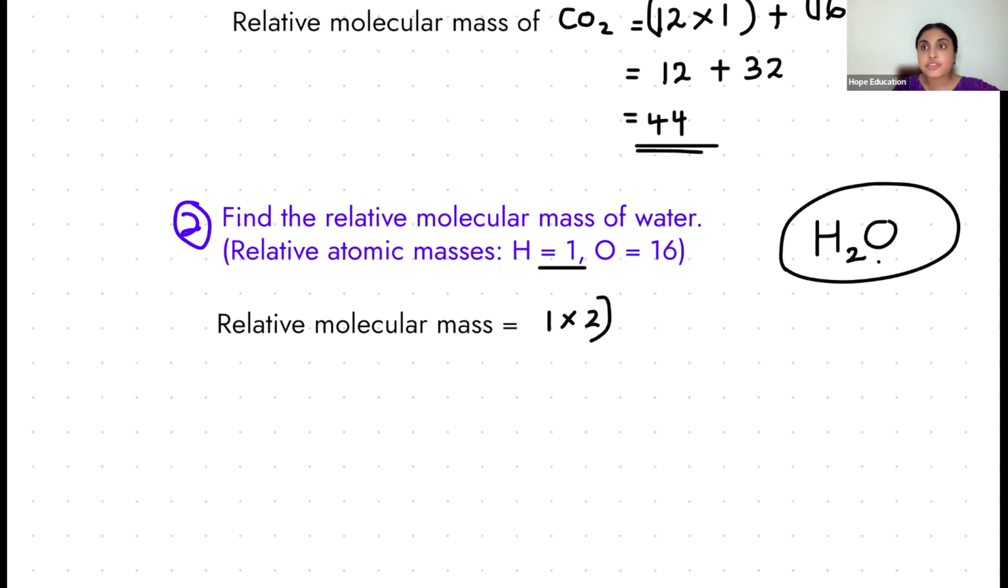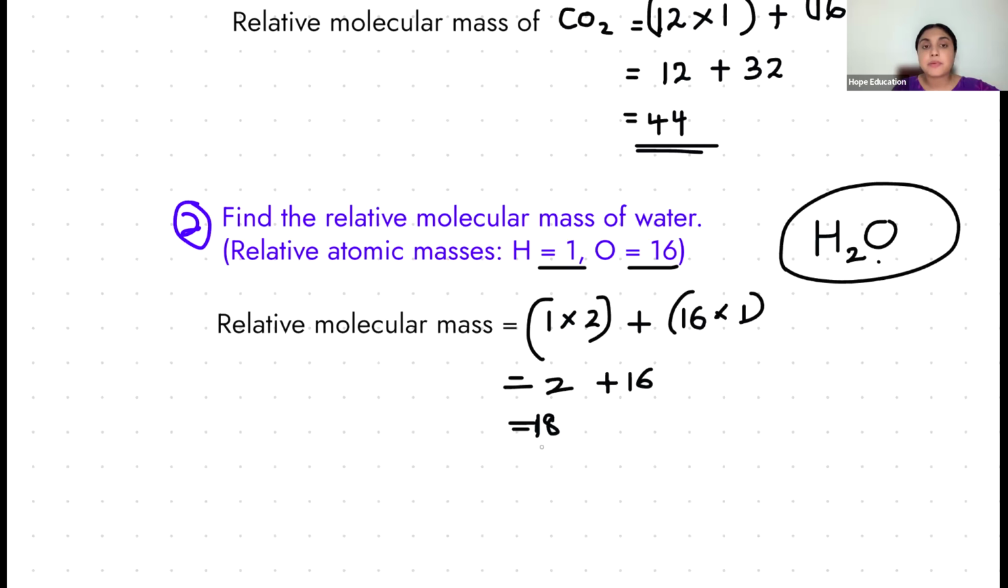So, එක hydrogen එකක relative atomic mass එක 1. I multiply it by 2 because there are 2 hydrogen atoms in this molecule. Plus 1 oxygen atom, the relative atomic mass is 16. There's only 1 oxygen atom, so I multiply it only by 1. So 1 times 2 is 2, 16 times 1 is 16, 2 plus 16 is 18. This is the relative molecular mass of water.